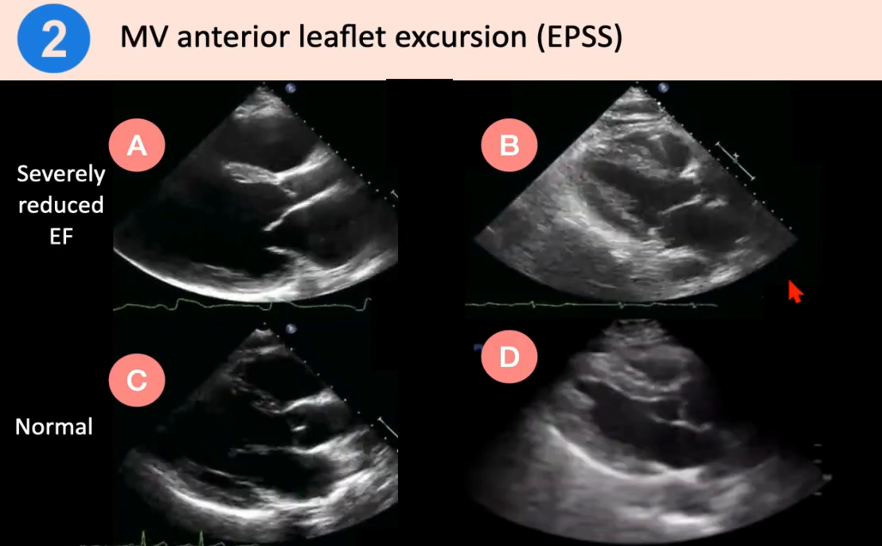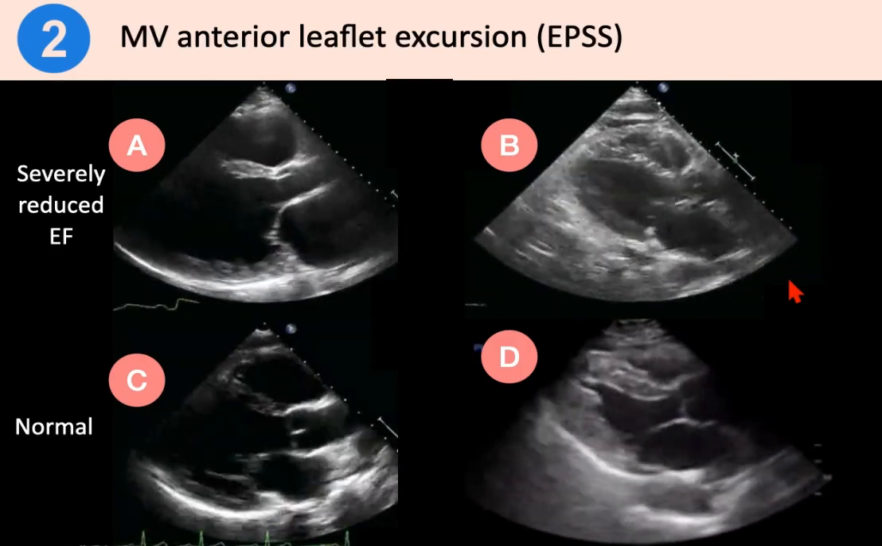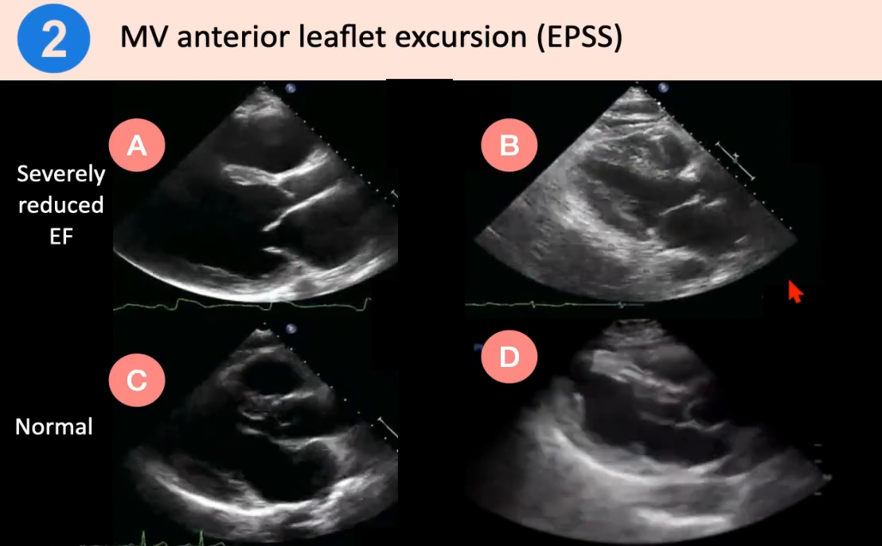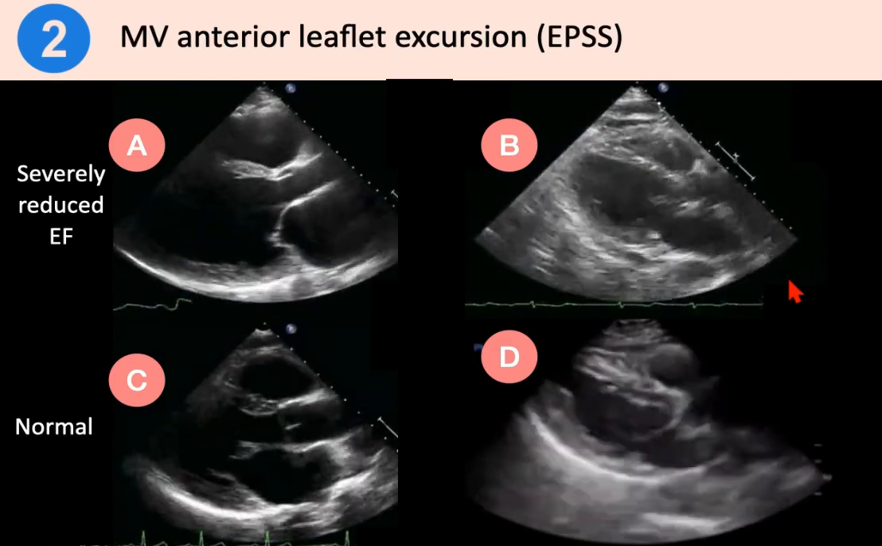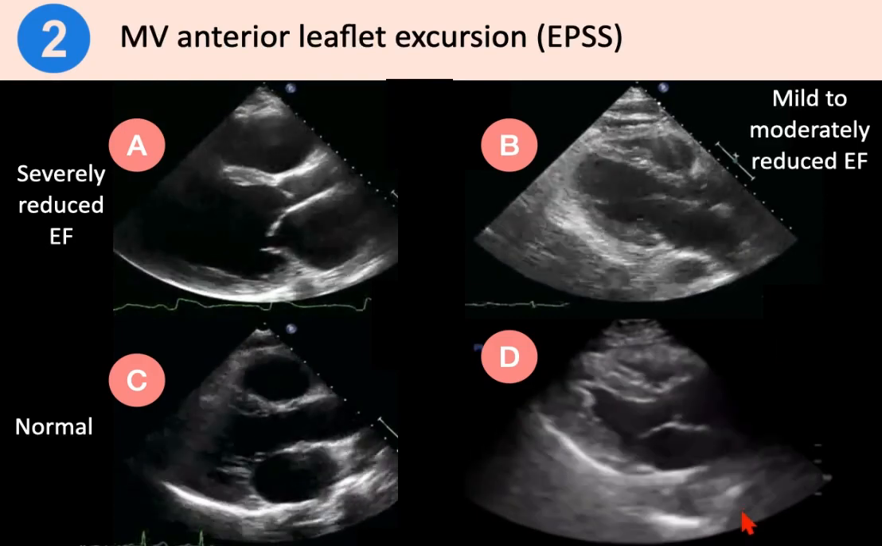I would say that patient B has mild to moderately reduced contractility. I say mild to moderate here because there is only one cardiac window. We need to assess the other cardiac windows to look for any other areas of hypokinesia before we can make a conclusion for this patient.